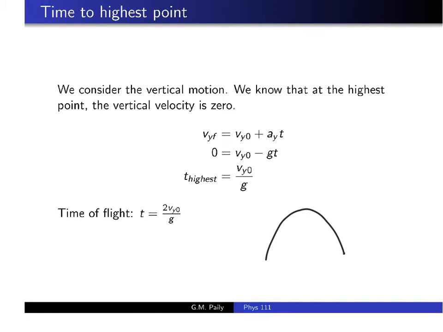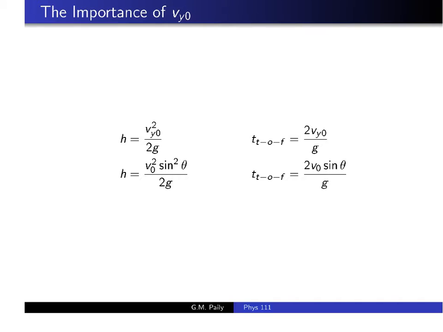Here are those two results again. The height is Vy0 squared over 2g. The time of flight is 2 Vy0 over g. And since Vy0 is V0 sine theta, we can also write those expressions like this. Notice an important point. All that the maximum height depends on is Vy0. That is, the vertical component of the launch velocity.